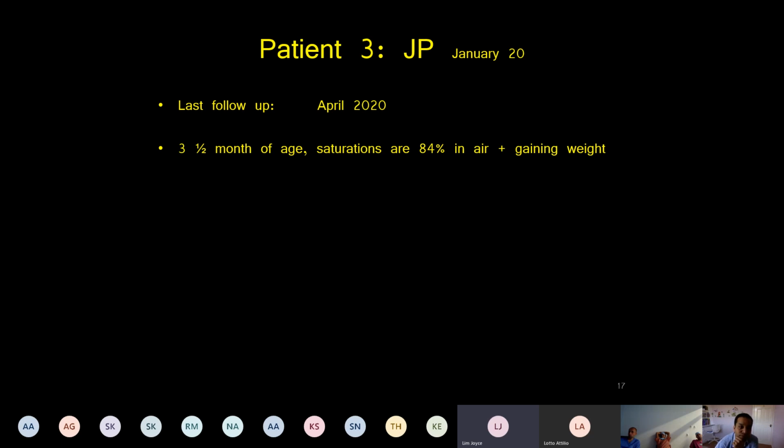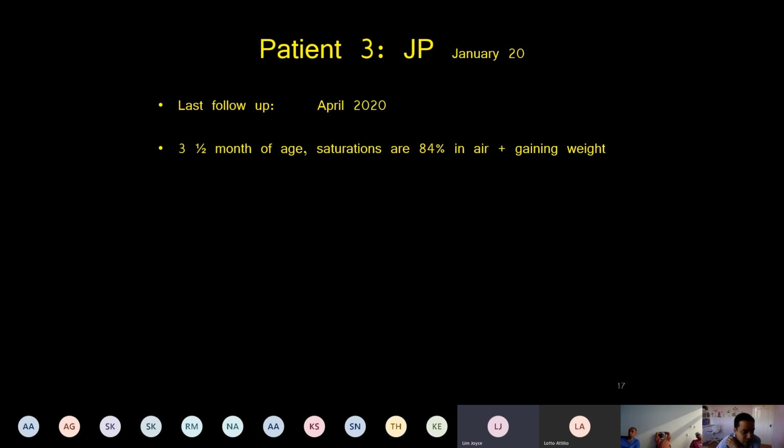When you have more than one twirl of the PDA, a very tortuous PDA, you wouldn't want to put in a PDA stent. Fortunately, we have been able to do more RVOT stents because we have the expertise as well. Previously, if there was one twirl and less expertise for RVOT stenting, we would have gone for a BT shunt.